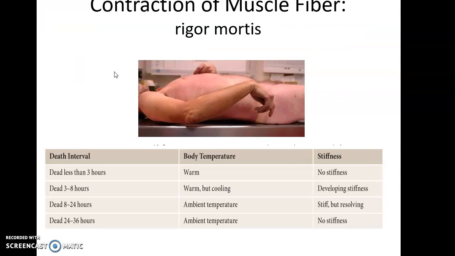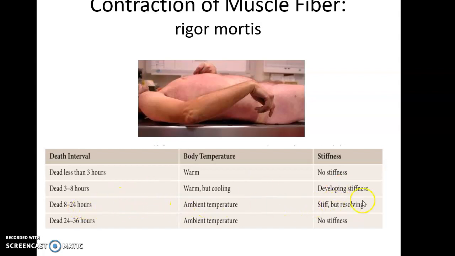Rigor mortis. Well, it turns out that rigor mortis is actually caused by this process, this contraction cycle. So initially, when someone dies, the body's warm, there's no stiffness in the muscles. Then a few hours later, the body starts to cool and starts to develop stiffness. And what's happening is that the sarcoplasmic reticulum is breaking down. And as it's breaking down, it's releasing calcium ions. And when enough calcium ions are released, this triggers the contraction cycle. So now you're getting some muscle contraction, some stiffness.